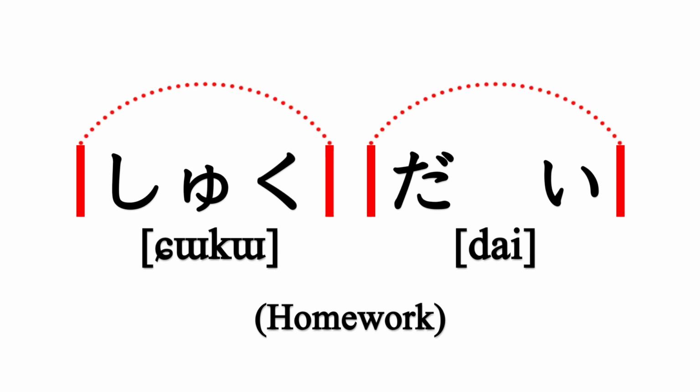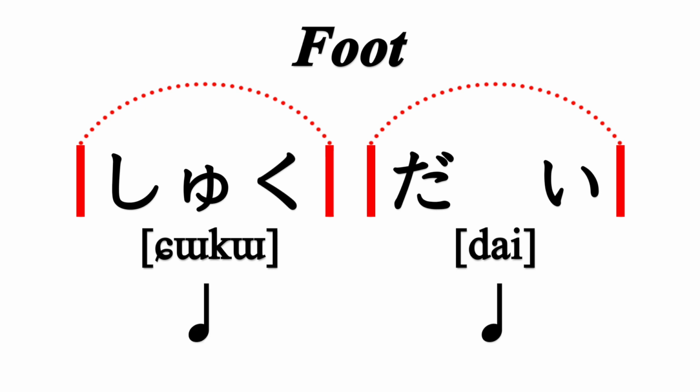This unit with two moras in it is called a foot, and we speak Japanese with this rhythmic unit. As you can see, this word is divided into 2 feet. Let's say a foot is a beat. Then this word takes 2 beats to pronounce. 宿題、宿題.